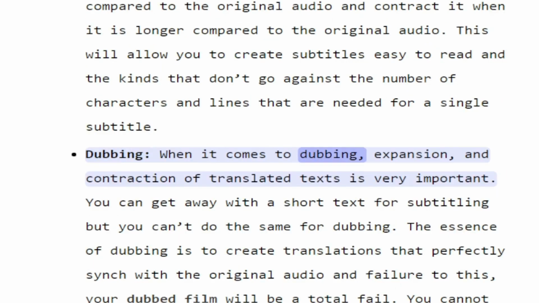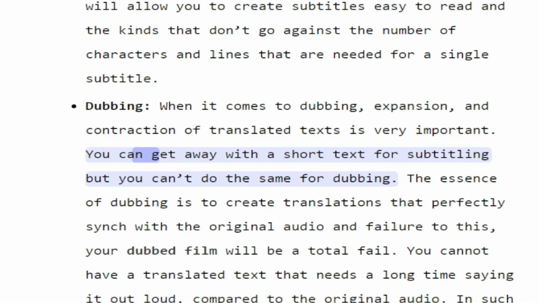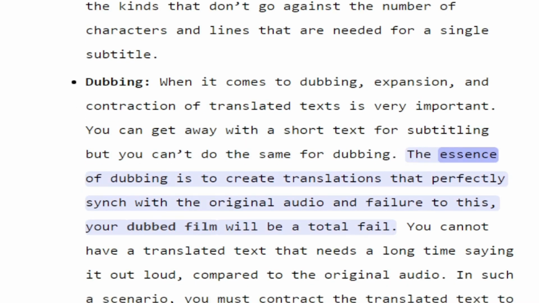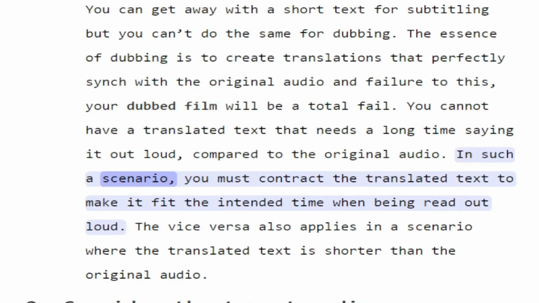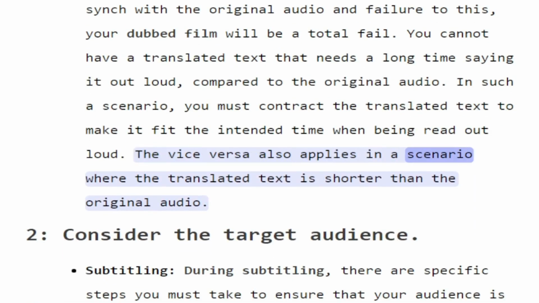Dubbing. When it comes to dubbing, expansion and contraction of translated texts is very important. You can get away with a short text for subtitling, but you can't do the same for dubbing. The essence of dubbing is to create translations that perfectly sync with the original audio, and failure to do this, your dubbed film will be a total fail. You cannot have a translated text that needs a long time saying it out loud, compared to the original audio. In such a scenario, you must contract the translated text to make it fit the intended time when being read out loud. The vice versa also applies in a scenario where the translated text is shorter than the original audio.